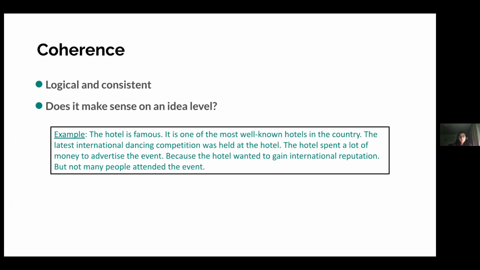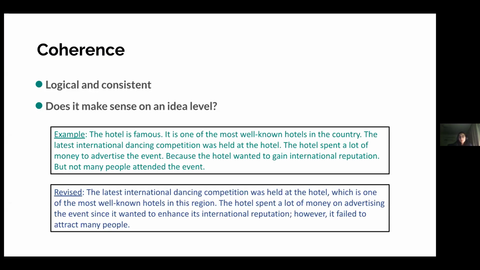The example on the screen reads, the hotel is famous. It is one of the most well-known hotels in the country. The latest international dancing competition was held at the hotel. The hotel spent a lot of money to advertise the event. Because the hotel wanted to gain international reputation, but not many people attended the event.